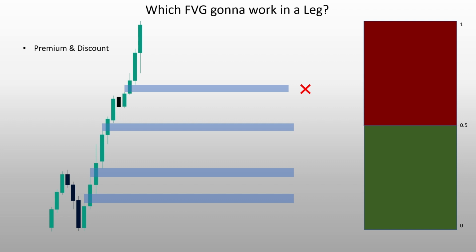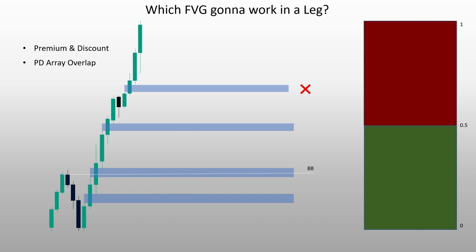Step 2, PD array overlap. Next, we'll check for PD array overlap. What is a PD array? Order blocks, breaker blocks, mitigation blocks, all of these fall under the PD array overlap. Now, we need to find out which fair value gap has an overlap with an order block, breaker block, or any other PD array. Look here, we have a breaker block overlapping with this fair value gap. So we found our breaker block.